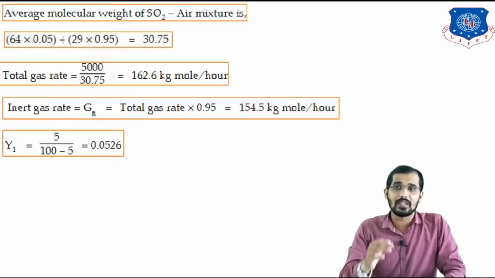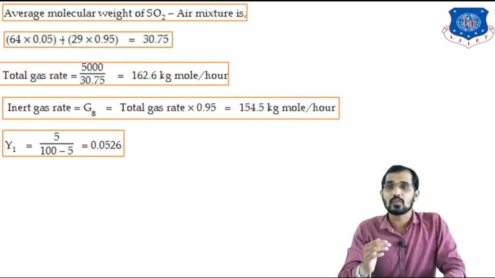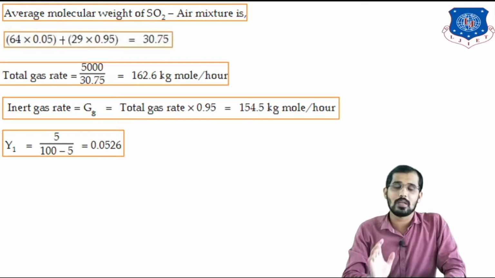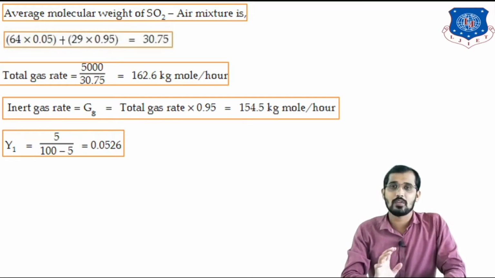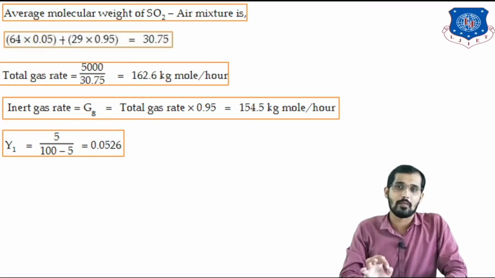This is a very important concept. Whenever we are calculating these Y1, Y2 terms or X1, X2 terms, we are calculating in terms of the solute free basis. Means in the denominator we are not going to consider the solute amount. So Y1 is nothing but moles of the solute in the inlet stream of the gas, that is 5 divided by 100 minus 5. So 100 minus 5 is the solute free basis. Total amount is 100. We are removing the 5, that is solute. So 5 divided by 100 minus 5 is equal to 0.0526. So this is the value for Y1.